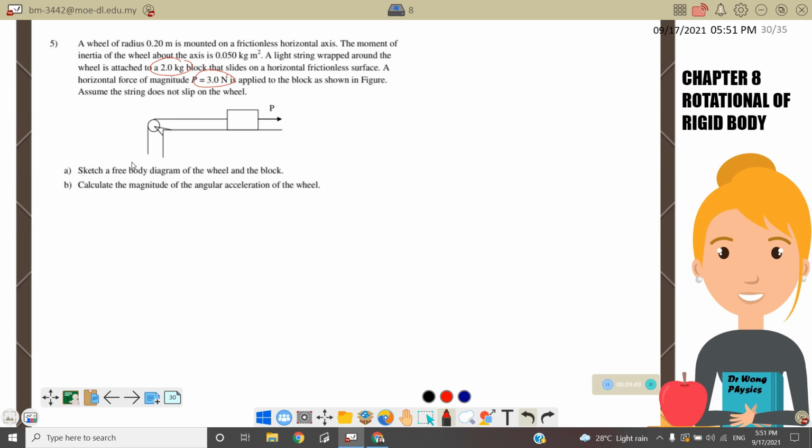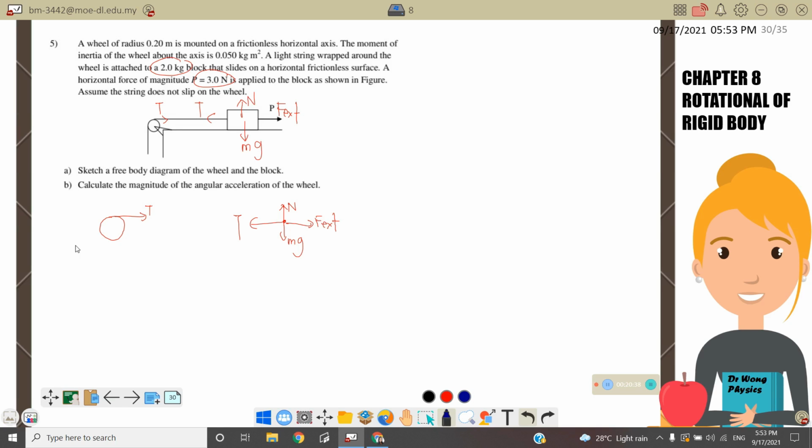First, we must sketch the free body diagram. For this object, there's a normal force, an external force F, the weight mg, and also a tension. The wheel here experiences a tension. So this is the wheel, and it experiences a tension. For the block, there is a normal force, weight, external force, and also a tension. So we can form two equations.